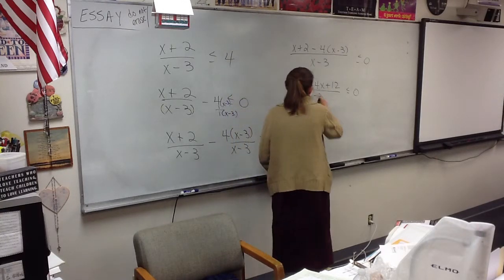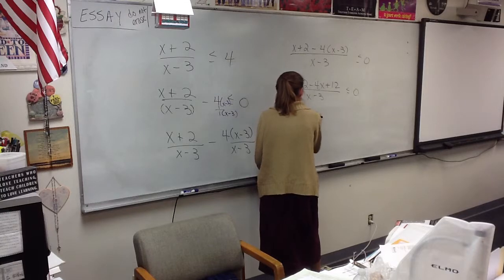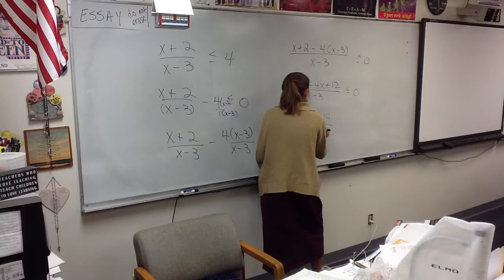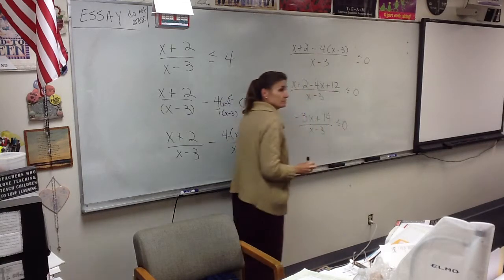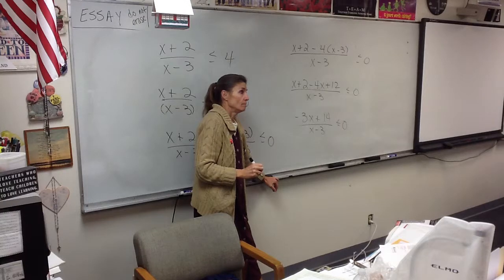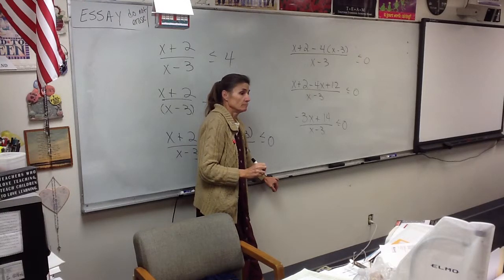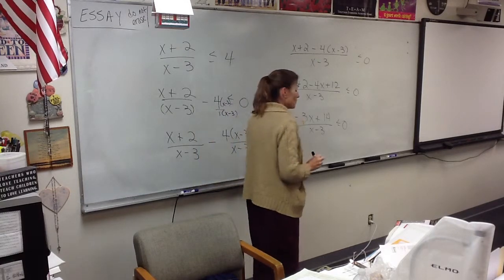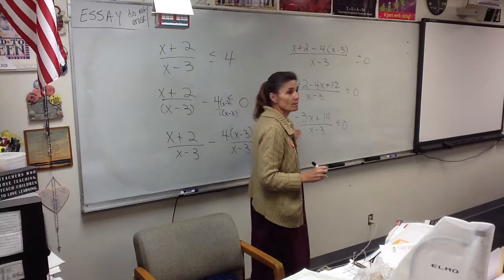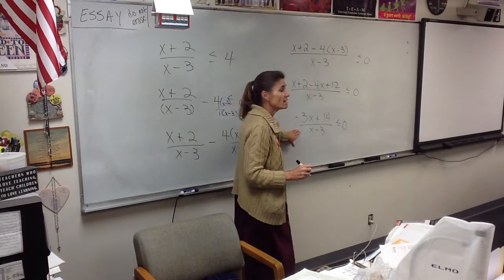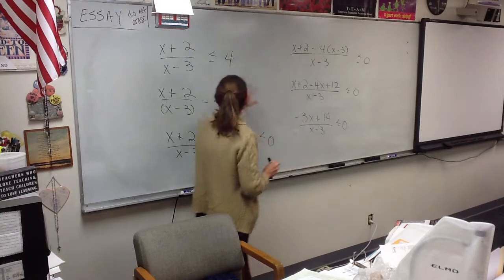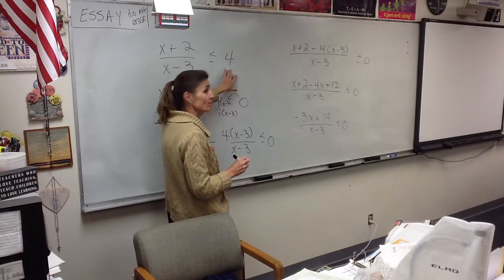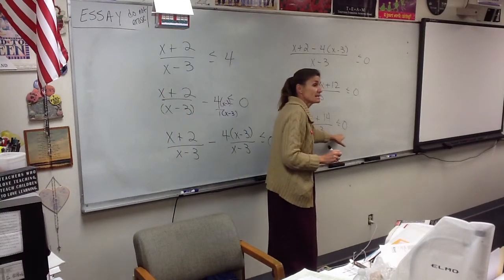So now let's collect like terms. What do I have up here? Negative 3x plus 14. Is that right? So now it looks like you don't remember probably because it's been a few days since last Thursday. But now it looks like the problems we did on Thursday. It didn't in the beginning because it had a 4. It can't have a 4. It must have a 0. Now it has a 0.